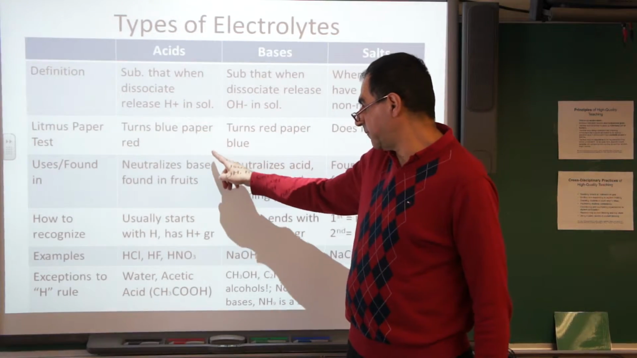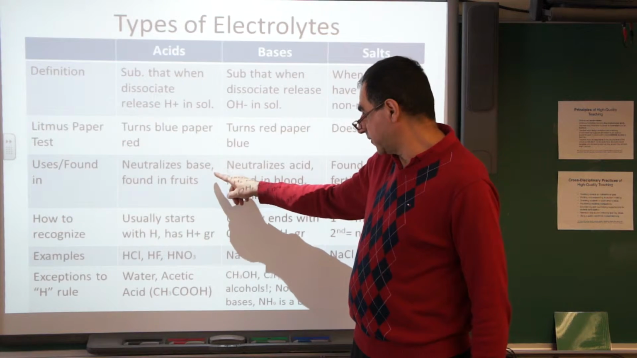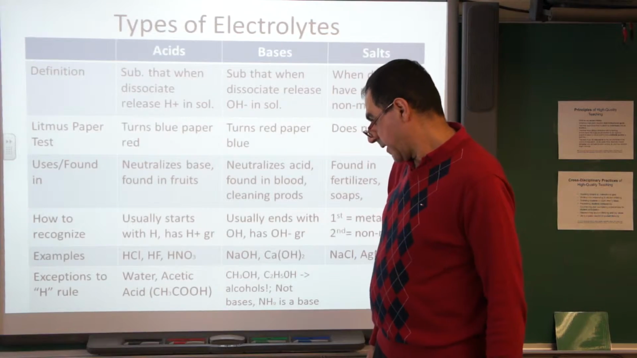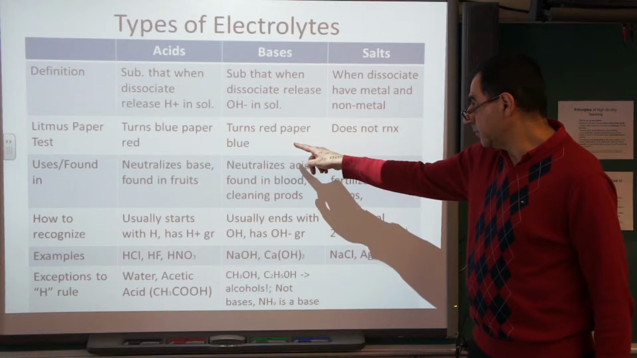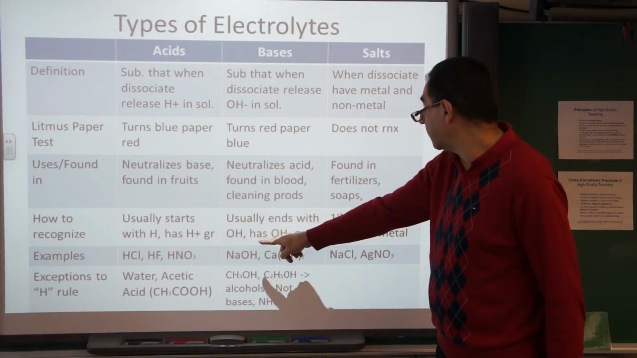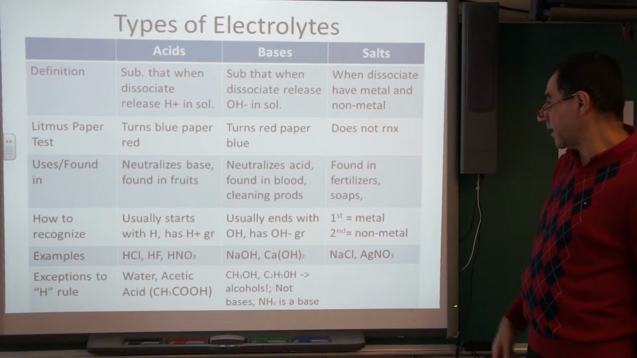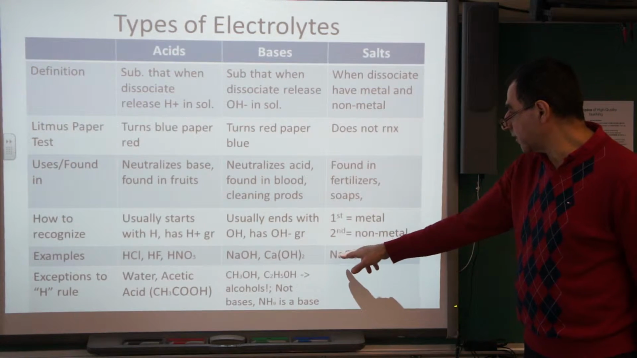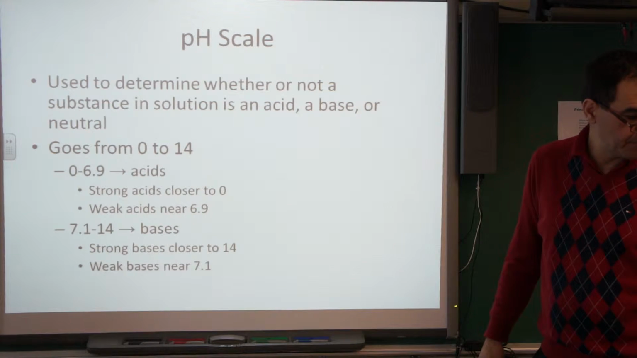They turn blue litmus paper red. They usually neutralize bases. They start with an H usually. Bases end with an OH, turning red litmus paper blue, blue for base. They neutralize acids, and they typically end with an OH. Salts break down or dissociate into metals and nonmetals, for example, like sodium chloride. Acids, bases, and salts all conduct electricity.